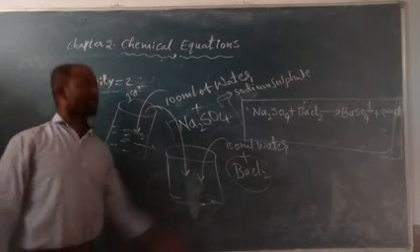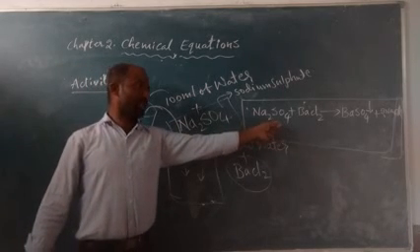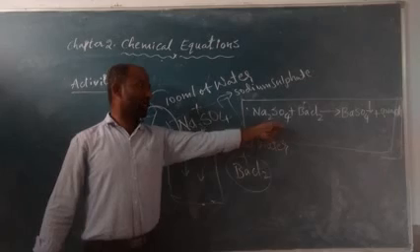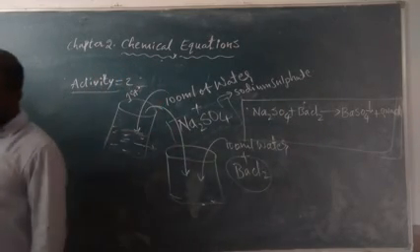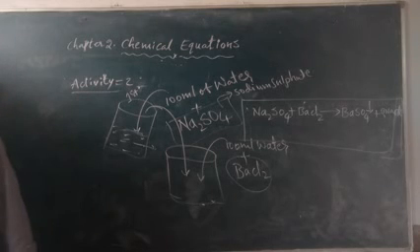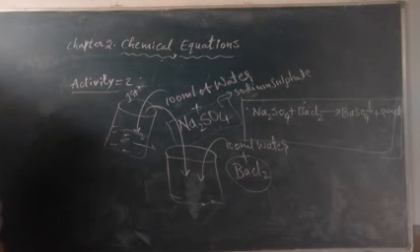This reaction, consisting which reaction? Which equation? This chemical equation: Na2SO4 plus BaCl2 equals BaSO4 plus 2NaCl, sodium chloride. Is it clear now? Next, activity 3.